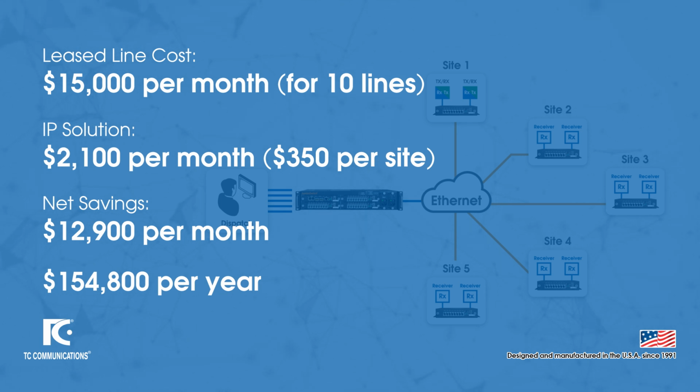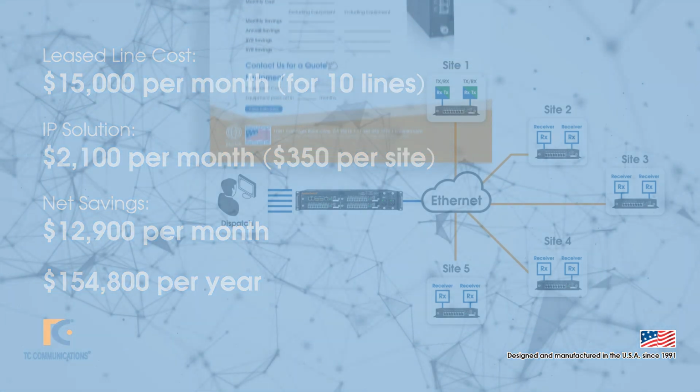The cost of our equipment would be $35,900, which means all of the equipment would be paid for out of savings in less than 3 months. We have found that these savings are actually pretty typical, and many of our customers have saved significantly more.